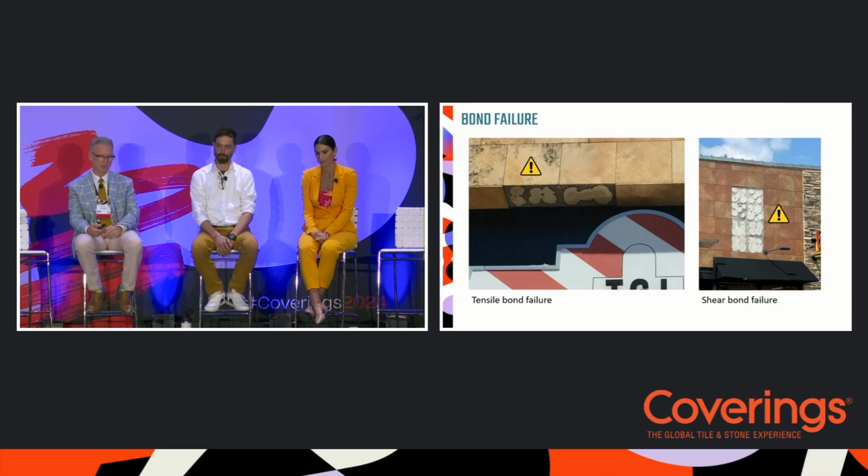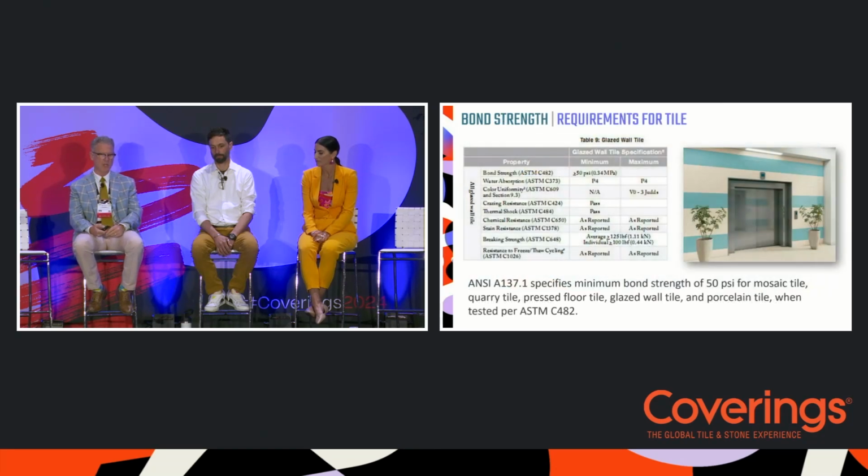You can probably know already, but shear forces exist in walls where the tile wants to slide down, or in floors where you have deflection of the structural slab, and there are shear forces working against keeping the tile stuck. All right. So our goal as architects and designers and installers is to make sure that tile stays stuck. So we need to have three things: a really good substrate, a really good tile, four things: a really good mortar, and a really good installer.